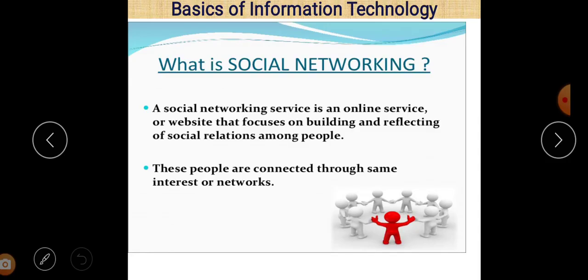Our next term is social networking. A social networking service is an online service or website that focuses on building and reflecting of social relations among people. You can easily see the definition here. And these people are connected through same interest or network. They have same interest or they can share same network also.